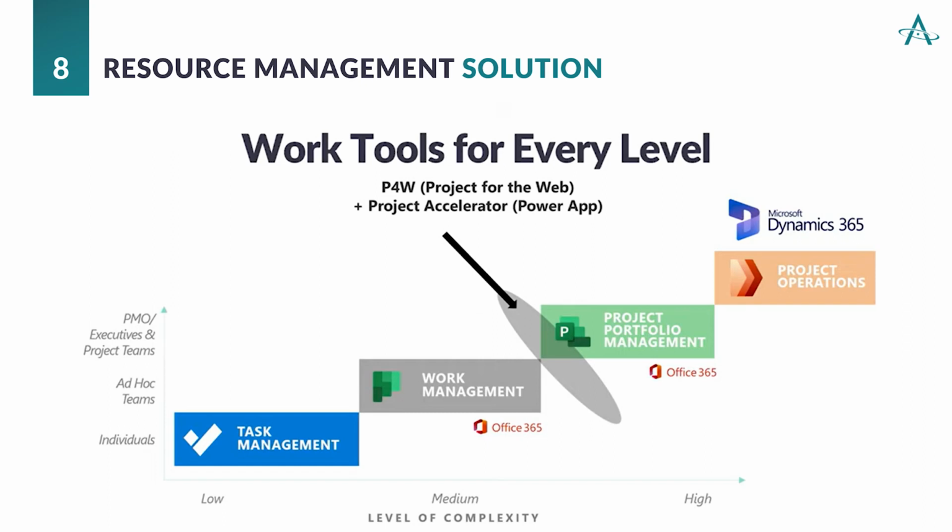And then as the complexity increases and you have more cross-functional teams, you might want to move to something like Planner. But when your reporting needs increase, you can move up to things like Project or even Project Operations. What we're looking at today is Project for the Web, which sits right in that sweet spot on screen, where it's not too big, not too complex, and not too small, but just right.